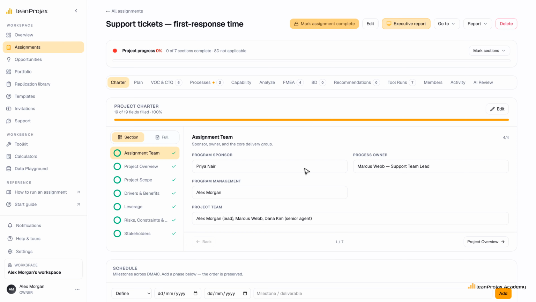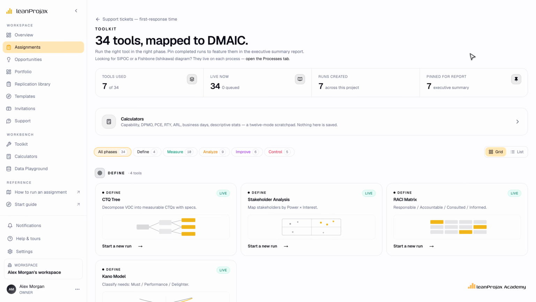Go to toolkit, and this time the control phase. 5 tools: a control plan, a response plan, an SOP, an audit checklist. Those are the next 2 lessons. And SPC charts. Read the subtitle, Shewhart, EWMA, and CUSUM charts, with Western Electric and Nelson rule detection.